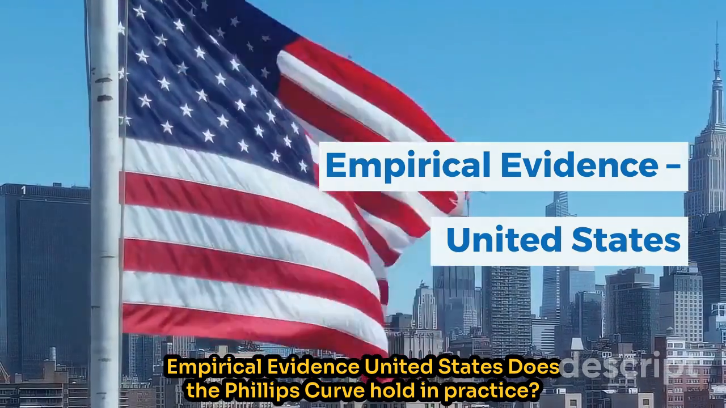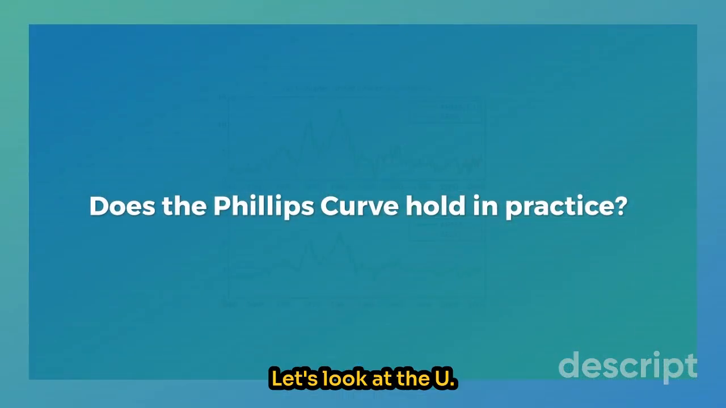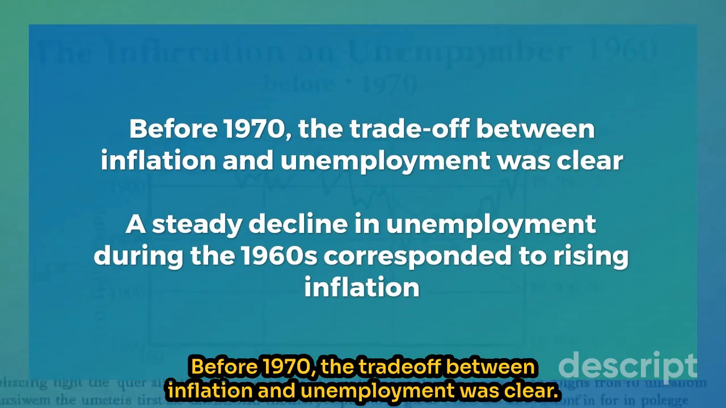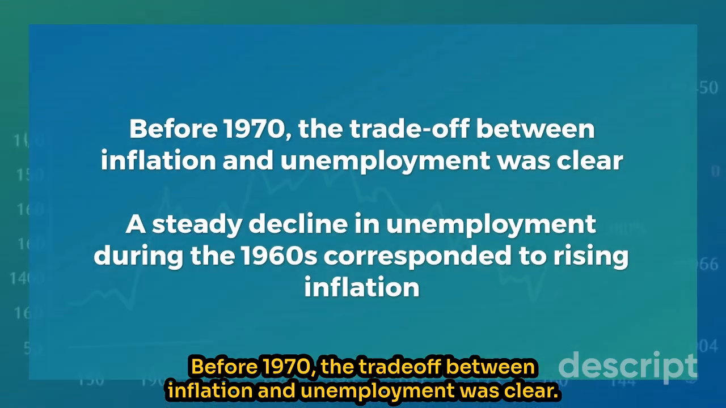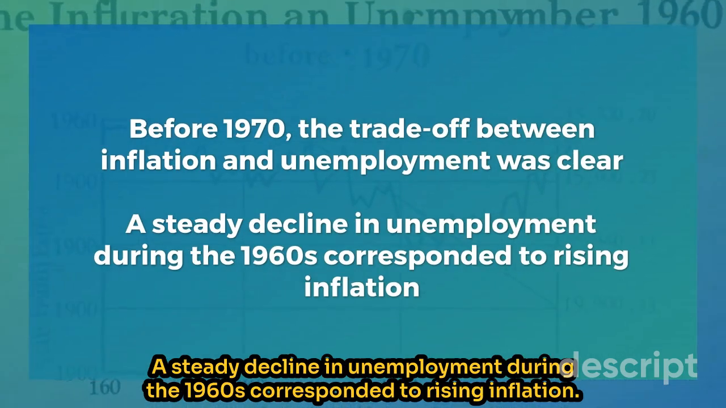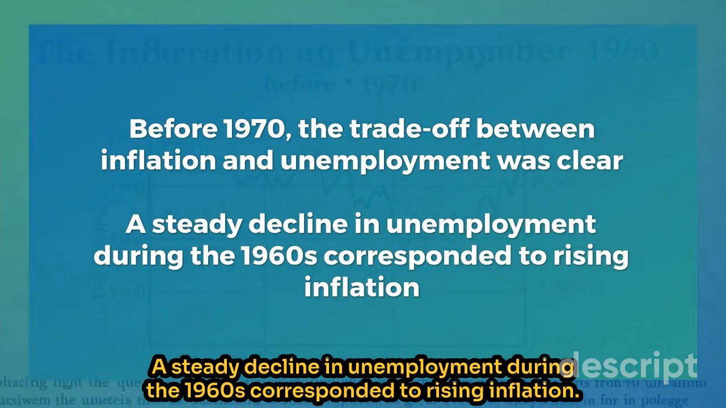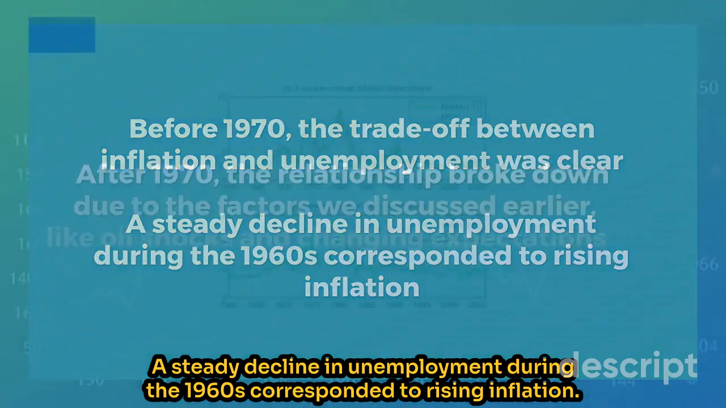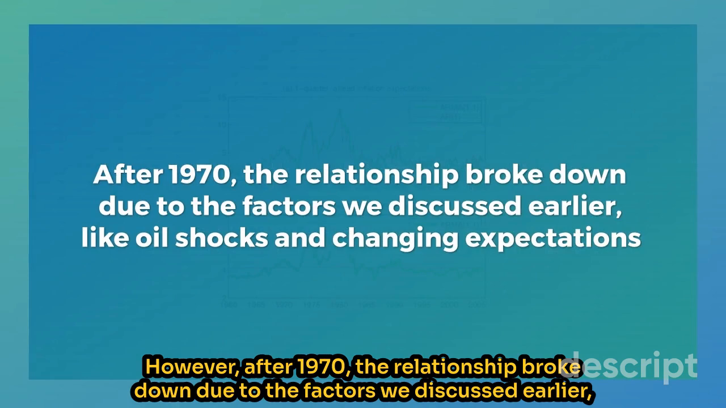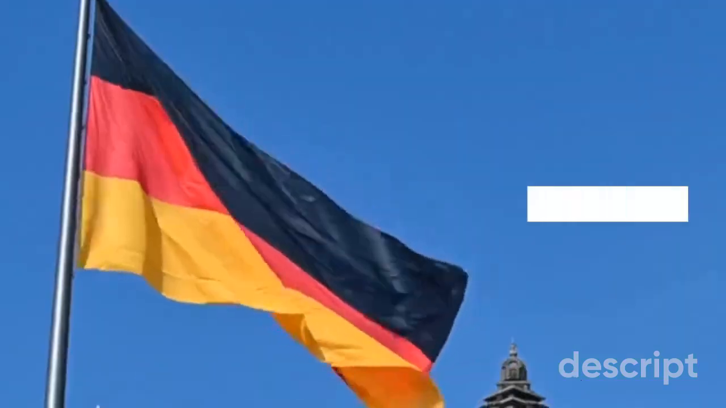Evidence. United States. Does the Phillips curve hold in practice? Let's look at the U.S. data. Before 1970, the trade-off between inflation and unemployment was clear. A steady decline in unemployment during the 1960s corresponded to rising inflation. However, after 1970, the relationship broke down due to the factors we discussed earlier, like oil shocks and changing expectations.